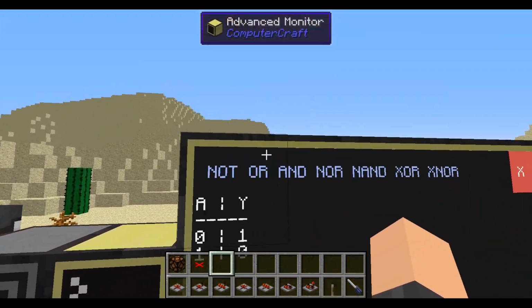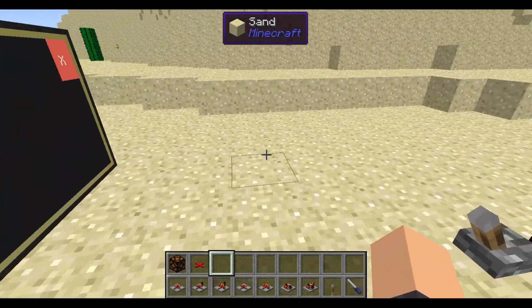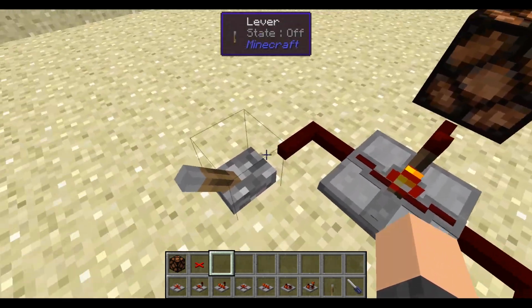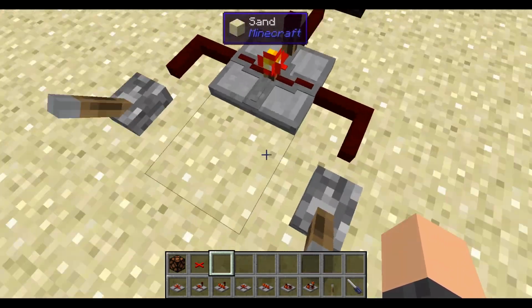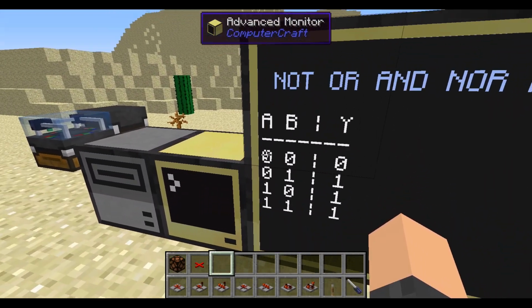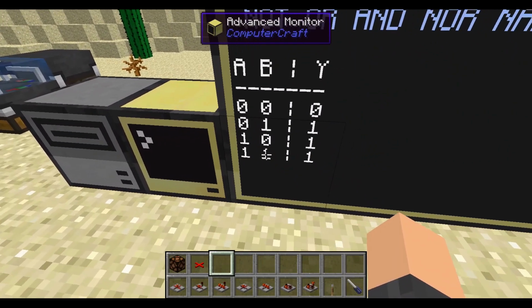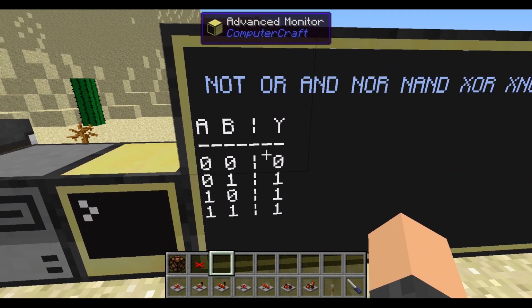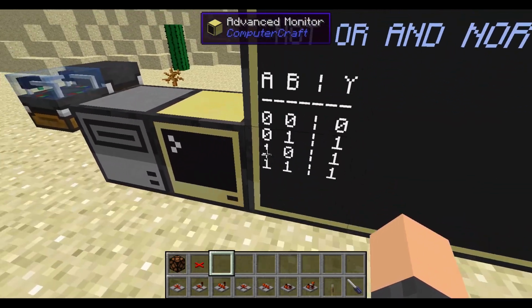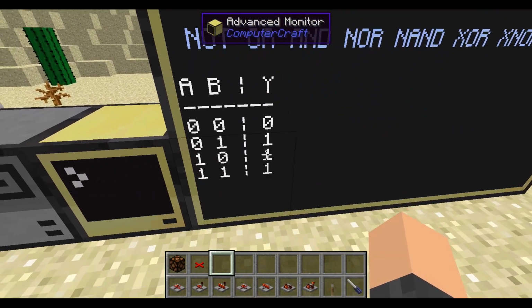So the second basic logic gate is the OR gate, and the OR gate typically has two inputs. Over here I've got an input on the left and an input on the right. So you can have an input of 0, 0, 0, 1, 1, 0, or 1, 1. And what an OR gate does is if any of the inputs are high, so if any of the inputs are a 1, the output will be a 1.